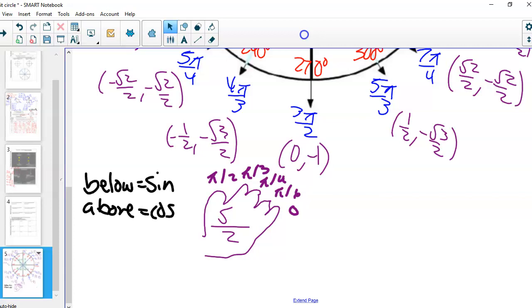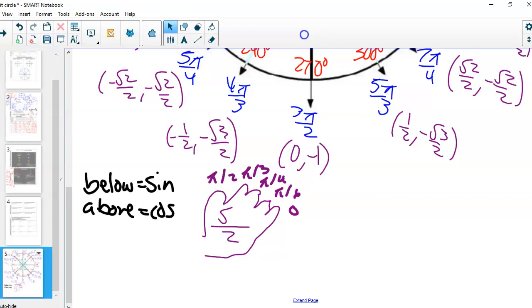For your middle finger, how many fingers are above? 2. So if we put 2 in here, we get square root of 2 over 2. So above, cosine of pi over 4 is root 2 over 2. Below, it's also 2, so it's still root 2 over 2. For your index finger, if you go above and you put 1, this would be 1/2. So the cosine of pi over 3 is 1/2. Below it takes 3. So the sine of pi over 3 is root 3 over 2.